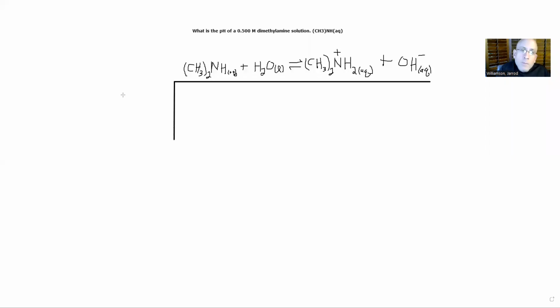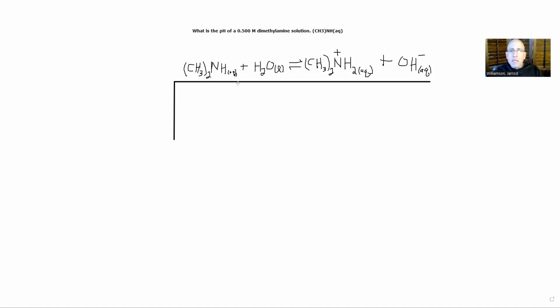Okay, this is Dr. Williamson working on a basic, alkaline solution. We want to calculate the pH. The problem says, what is the pH of a 0.5 molar dimethylamine solution? And the formula for dimethylamine is (CH3)2NH, and I put the aqueous on there.